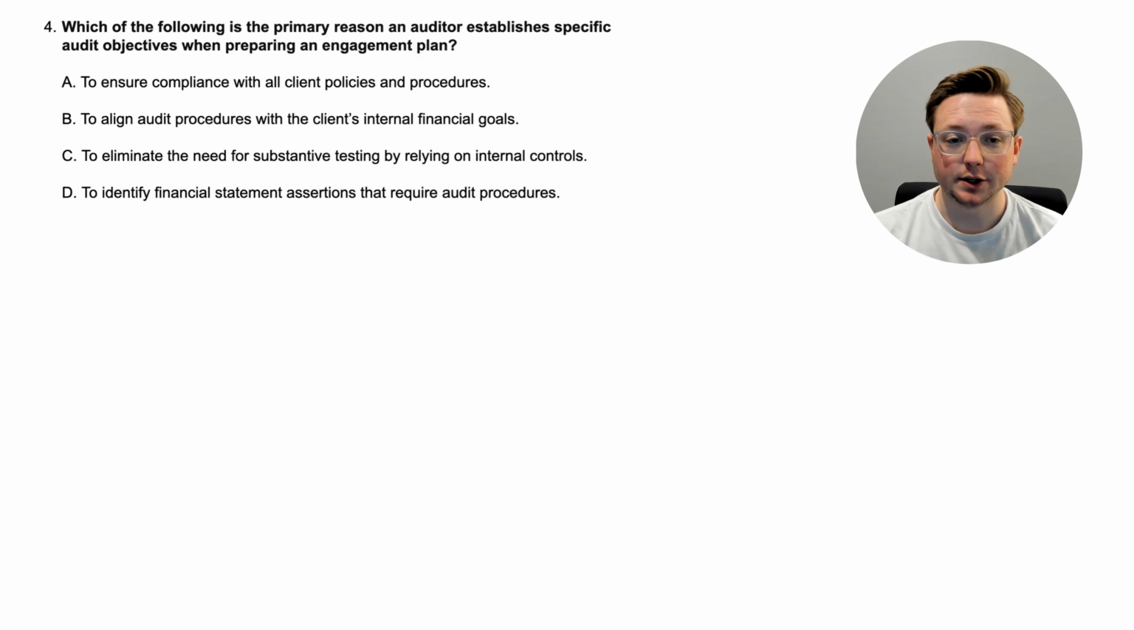Okay, here we are at question 4. Which of the following is the primary reason an auditor establishes specific audit objectives when preparing an engagement plan? Okay, let's go through the options. Option A, to ensure compliance with all client policies and procedures. B, to align audit procedures with the client's internal financial goals. C, to eliminate the need for substantive testing by relying on internal controls. Or D, to identify financial statement assertions that require audit procedures.